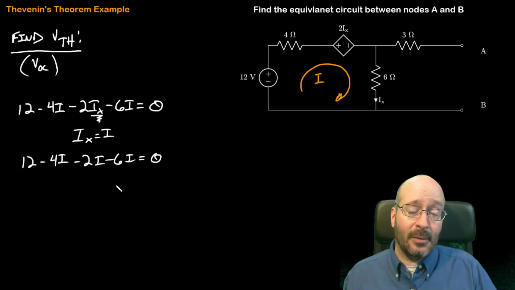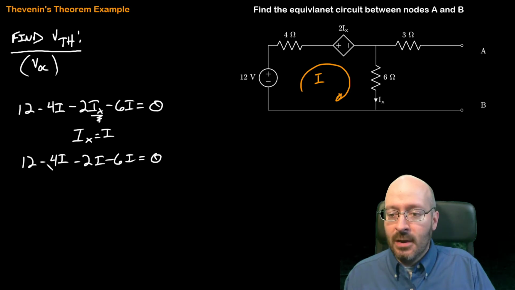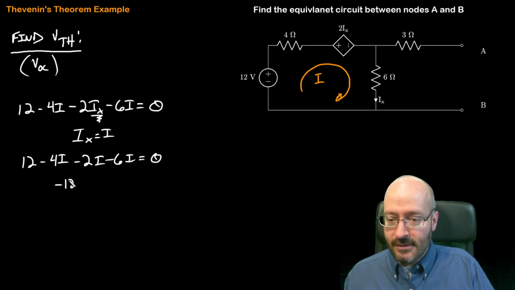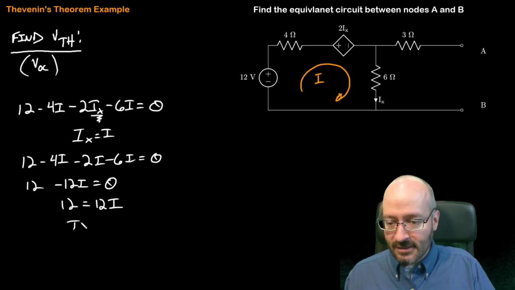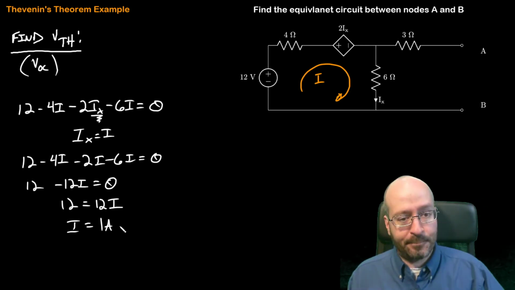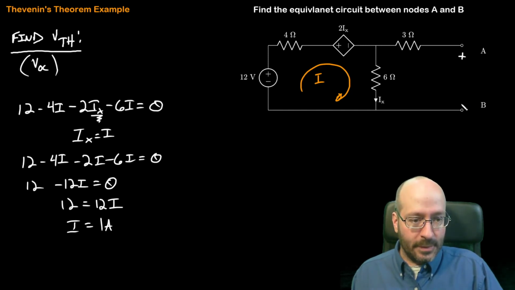Then we just got to solve for I. We got one equation, one unknown. We can solve this, no problem. Okay, so negative 12i. 12 minus 12i equals 0. So 12 equals, oh wow, we can handle this. Look at this, I is equal to 1 amp. Nice and easy. Okay, what we're interested in is V open circuit.